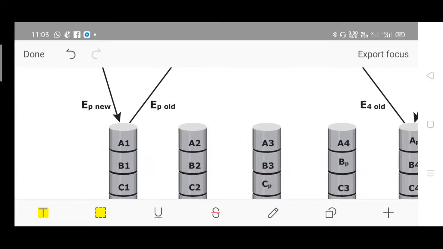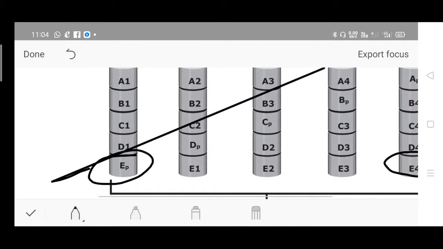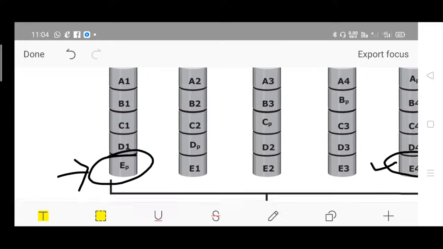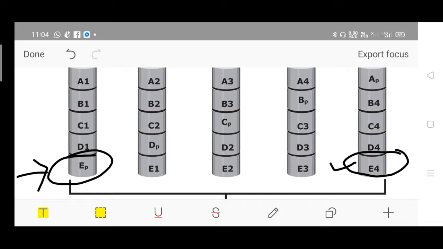So here is the disk which holds EP. The EP value should be a new value. E1, E2 and E3 remain the same since you have done the updation at data stripe E4, so the new parity should be calculated at that location. From the existing value of EP, first subtract the previous value of E4, then add the new value, and that will give you the new parity. That's it.